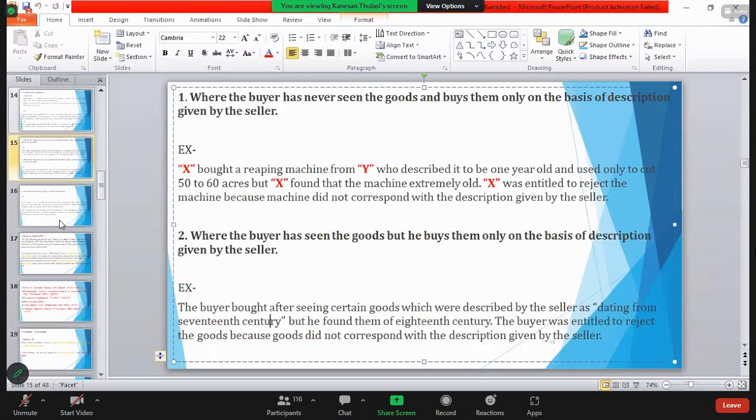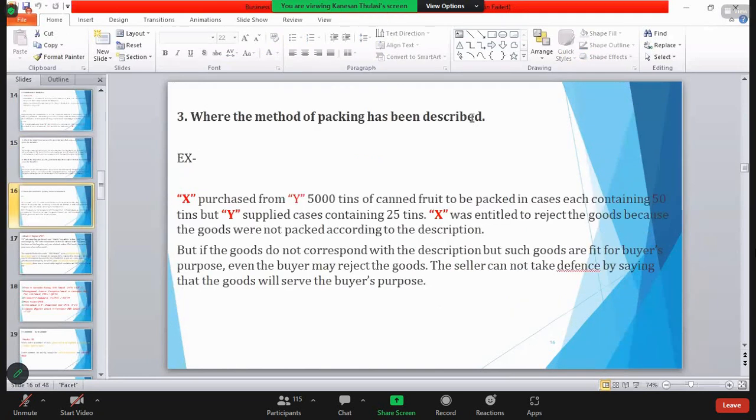Yeah, the method of packaging has been described. To describe that, for example, think that you are a buyer. You need to buy 5 tons of apples from America. You tell that particular seller, for each box, I can't count each and every apple. I don't have the time to count 5 tons of apples.